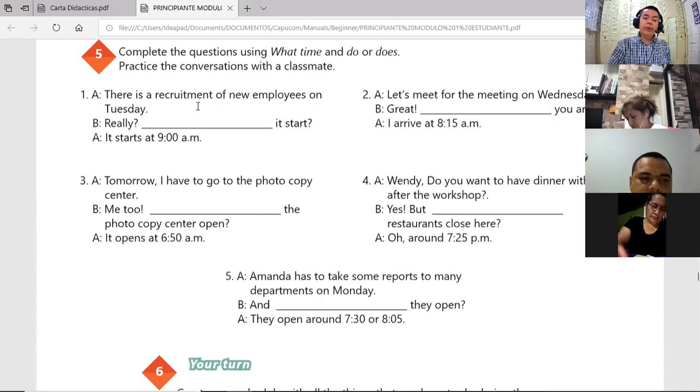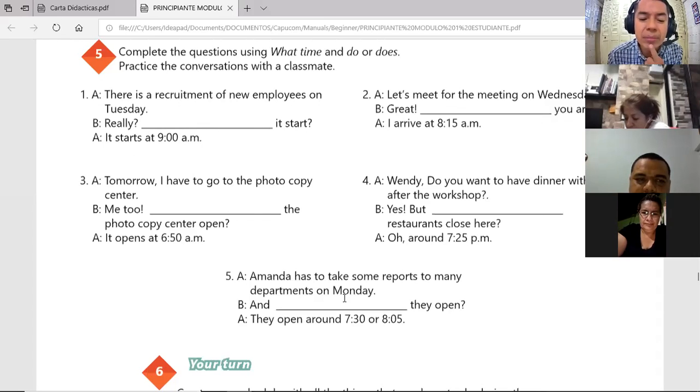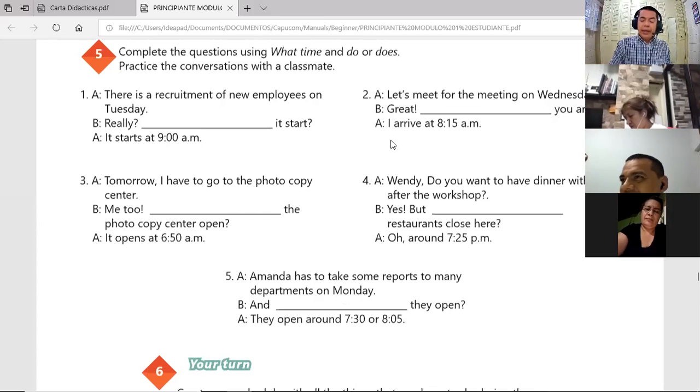Conversation 1, there is a recruitment of new employees on Tuesday. Really? What time does it start? It starts at 9 a.m. Let's meet for the meeting on Wednesday. Great. What time do you arrive? Look at my lips. Time. Time. Incorrect. Time. It's time. Okay? So what time do you arrive? I arrive at 8:15.